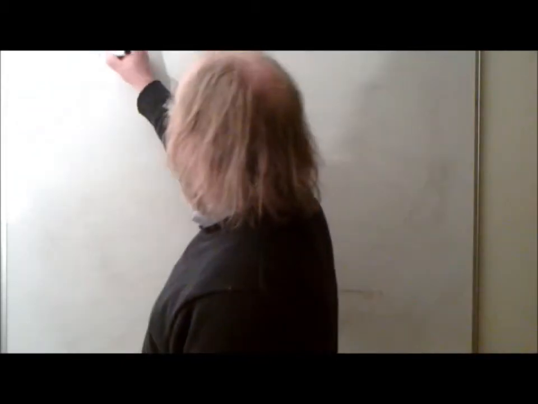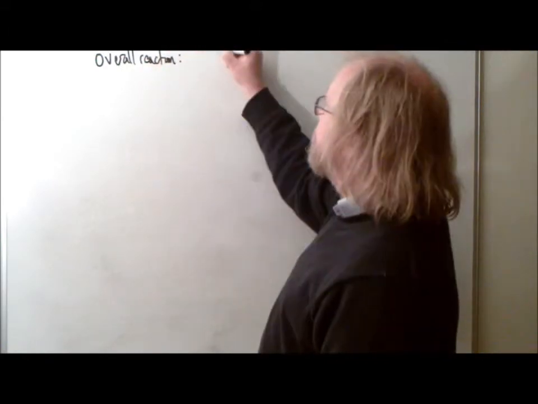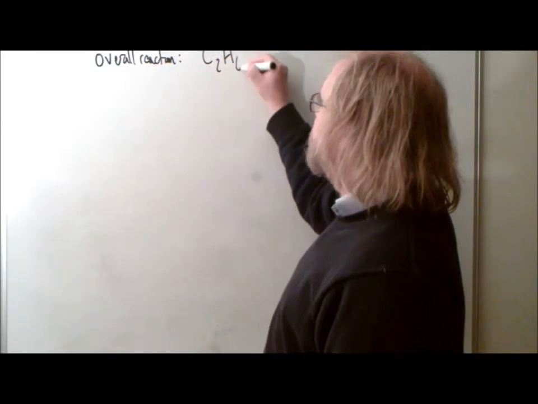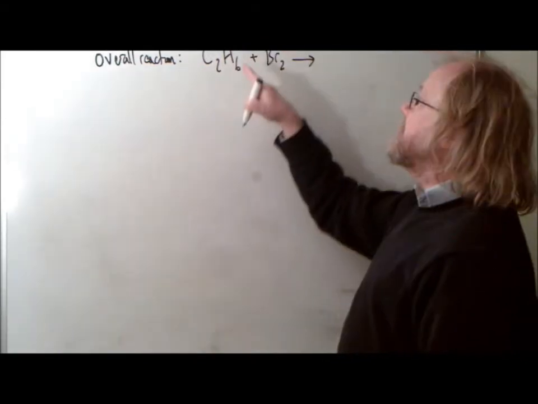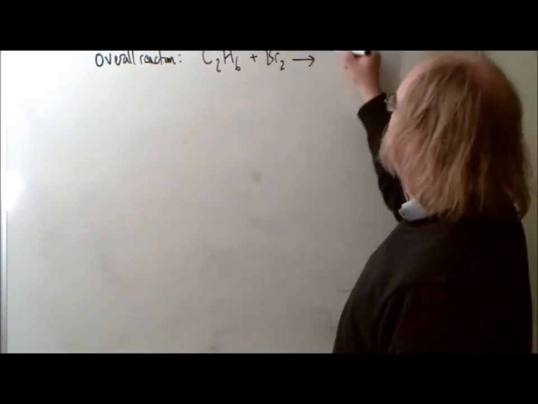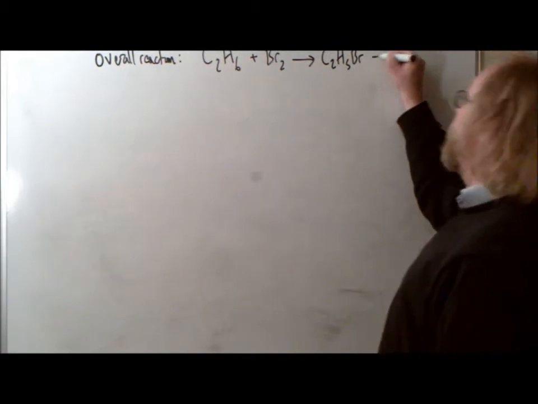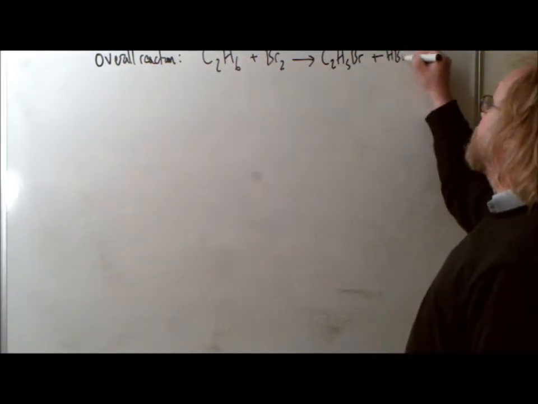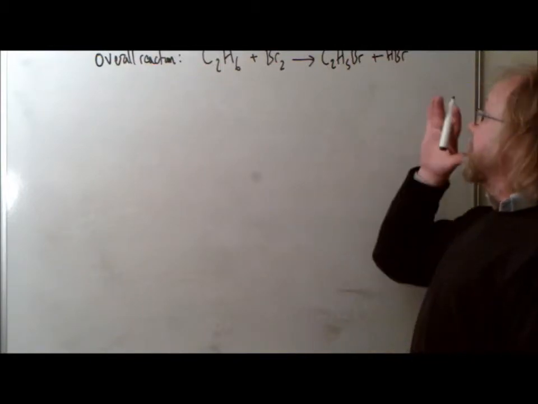Okay, so the overall reaction of bromine with ethane is C2H6, that's ethane, plus bromine, and remember it's a substitution reaction. So hydrogen comes out so that bromine can go in, so you get C2H5Br, and HBr is produced as the other product. Okay, so that's the overall reaction.